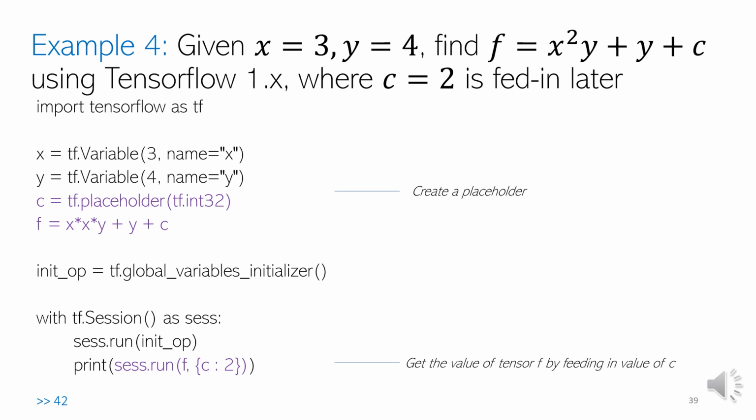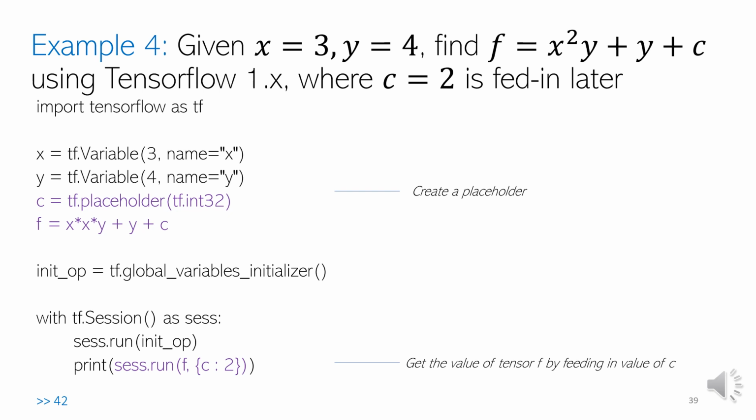And then when we want to calculate the value of f, here we need to feed the value of our placeholder c. As you see here, after f, we have another input argument, which is a dictionary with keys, the names of the placeholders we have, and values, actually, the value of the placeholder. So here again, we see the previous result of 42.